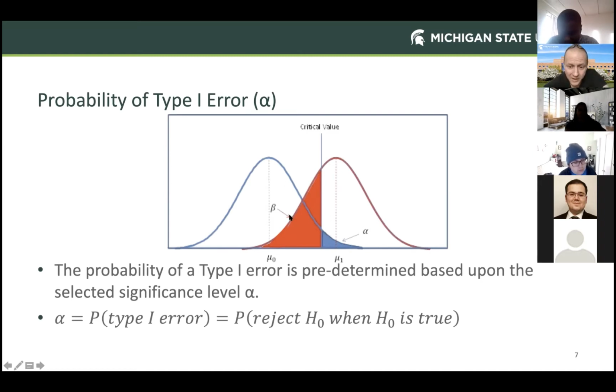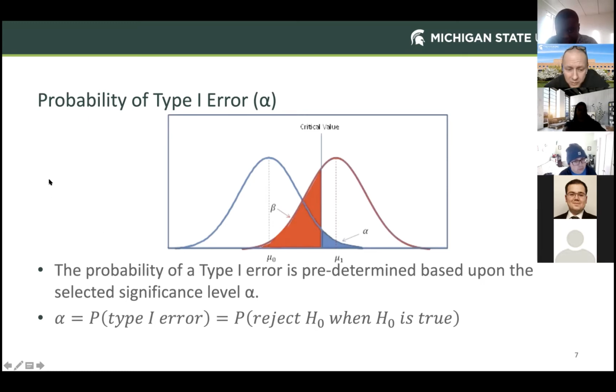So if the null is actually true, this is the area that we're concerned about, and this is where those errors would occur. Whenever the distribution of our test statistic based on our sample data falls within this region, or in the case of a two-sided test, within either of those regions, that would correspond to a type 1 error occurring. Is that clear to everybody?